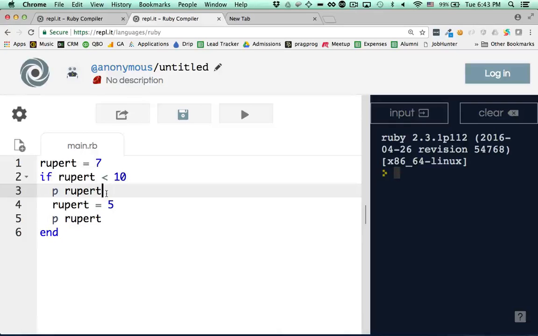We will print Rupert to the screen. So what's it going to print? 7. We then override Rupert and say Rupert now is a nickname for 5 instead. On line 5, we print Rupert. What's that going to do? It's going to print what to the screen? 5, and then we end. So if we run this, we can see our prediction was correct, and it prints out 7 and 5 to the terminal. So there's nothing to stop us from putting tons and tons of lines of code within our conditionals.